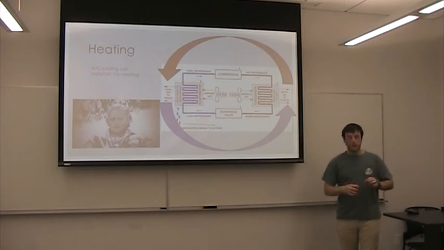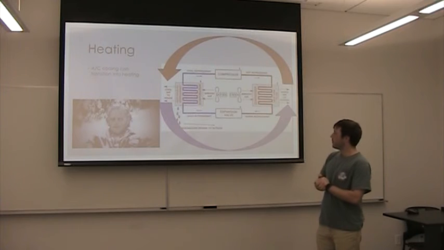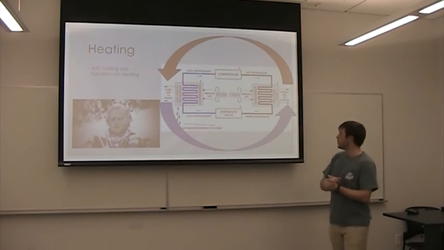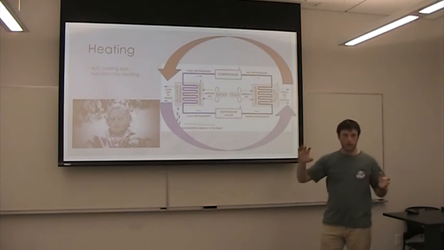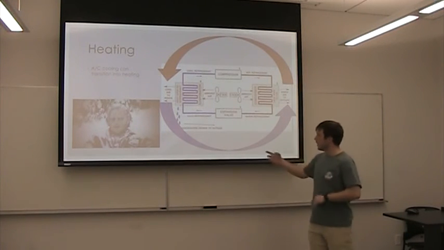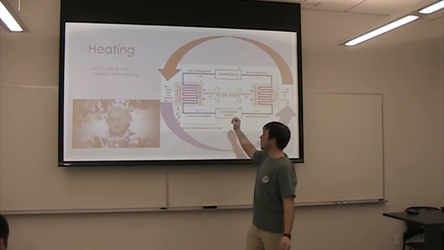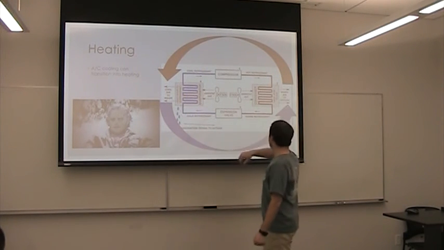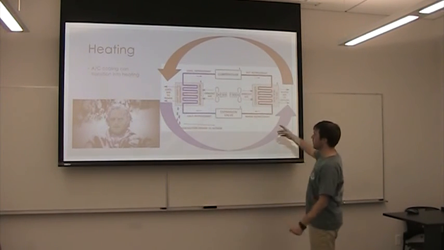So, like I said at the beginning, it can also be used for heating. The main difference would just be to switch where the warm air and where the cold air is blowing. So in this case, instead of having the evaporator blow into your house, the evaporator would be blowing outside, and this would be blowing to the inside of your house, and it would be warm air coming in.